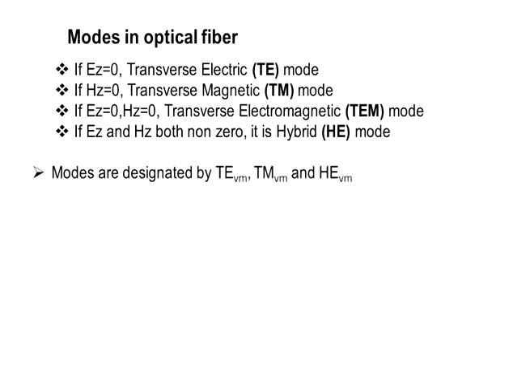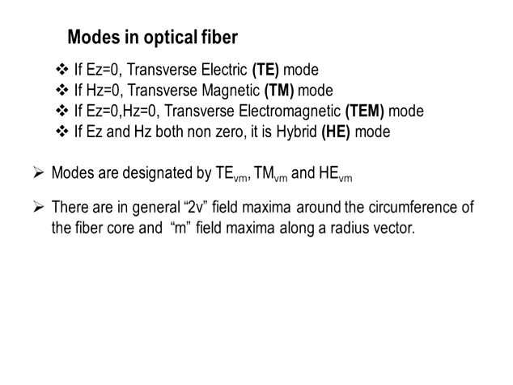The modes are designated by indices V and M. So we denote the mode by TE suffix VM, TM suffix VM and HE suffix VM. This V indicates the number of maxima around the circumference of the fiber core. There will be 2V maxima around the circumference of the fiber core, and the parameter M indicates the number of field maxima along the radius of the fiber.